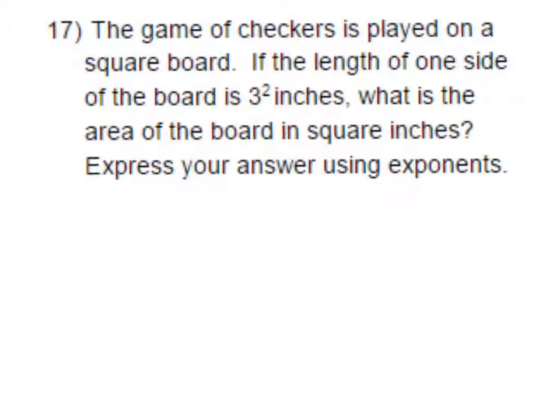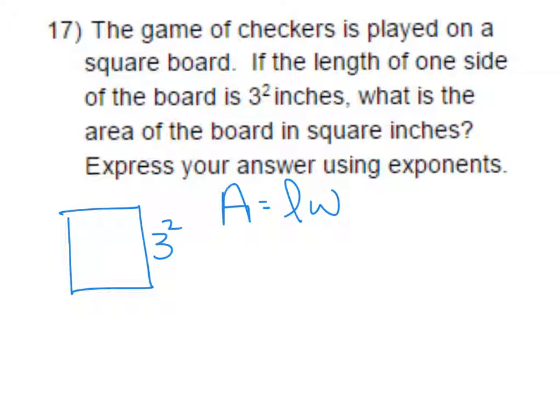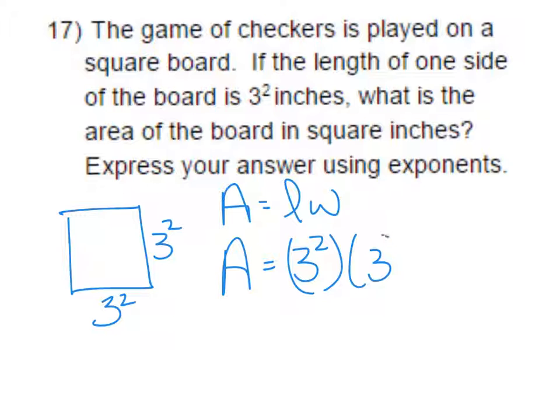Number 17, the game of checkers is played on a square board. The length of one side of the board is 3 squared inches. What's the area of the board? Well, the area formula for a rectangle, and the square is a rectangle, is length times width. So we need to know the length and the width of the shape in order to find the area. So if it's a square, both length and width are the same. So we have area equals 3 squared times 3 squared.